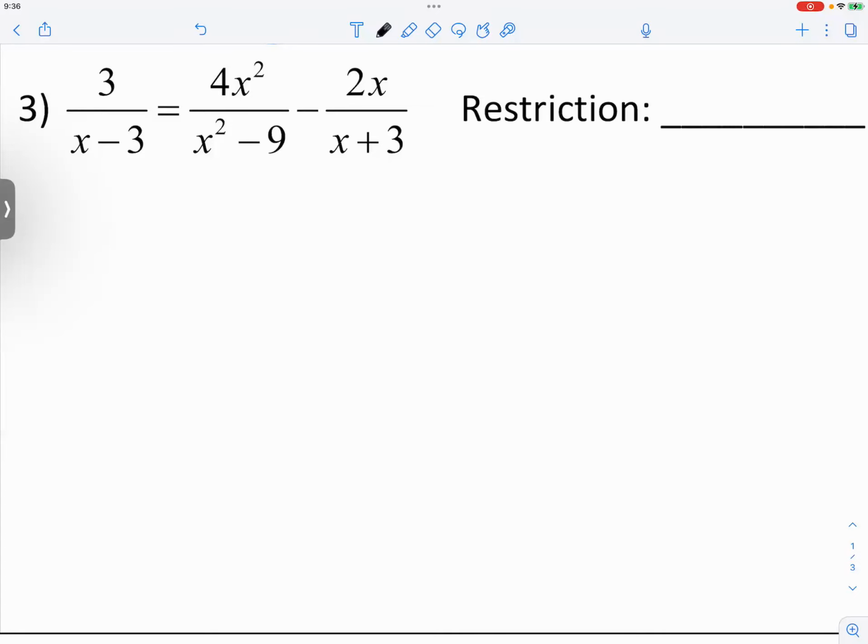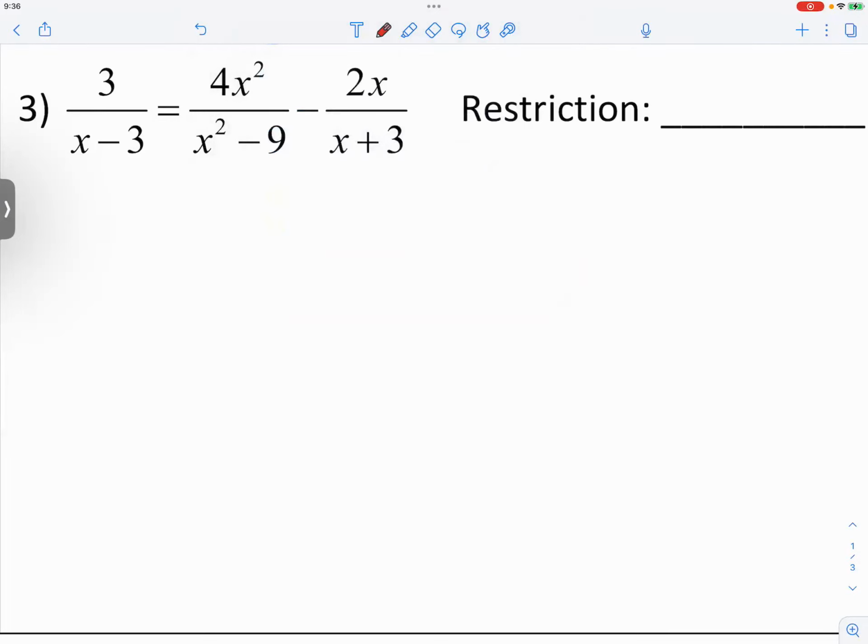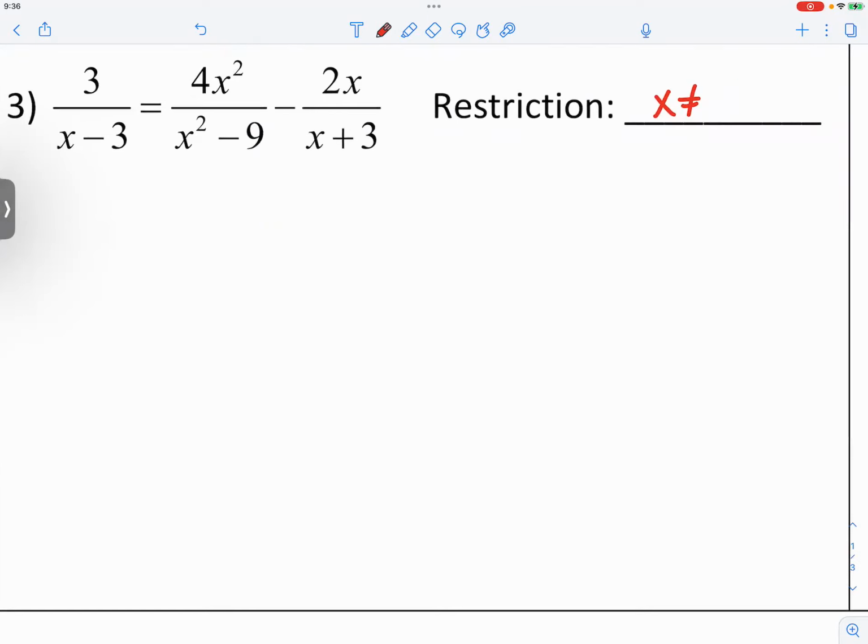So for number 3, what are the restrictions? Okay, take a moment, see if you can write down the restrictions. X cannot equal to what? Okay, X cannot equal to 3, and X cannot equal to -3.